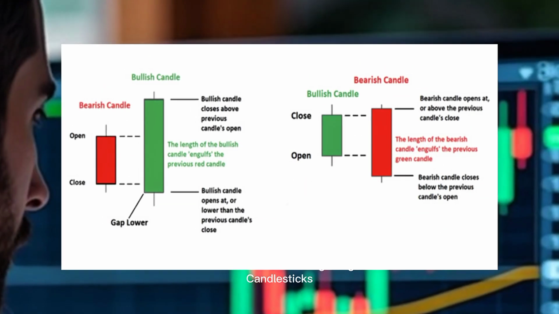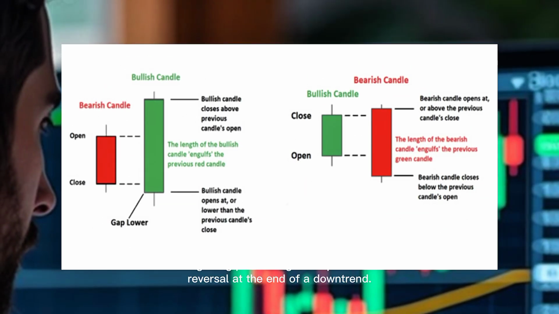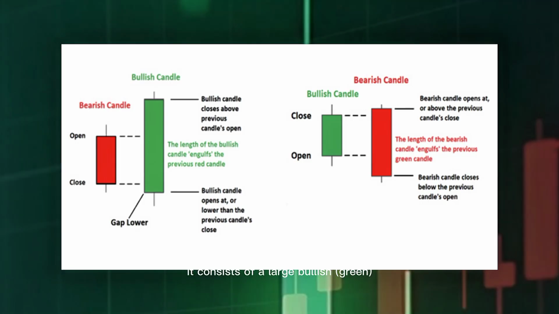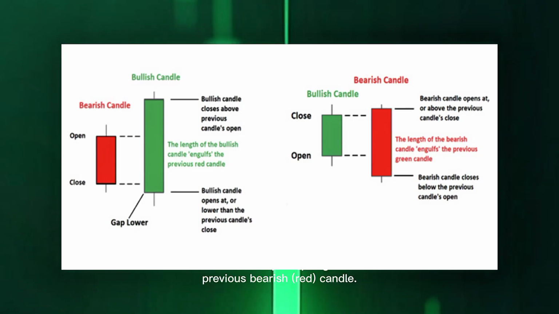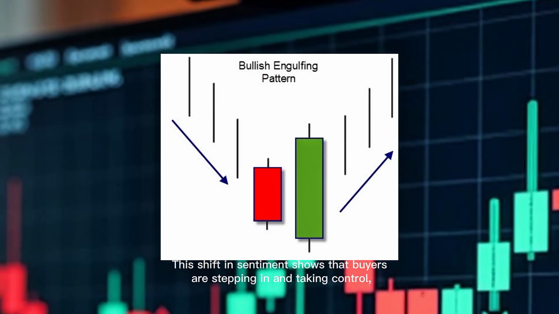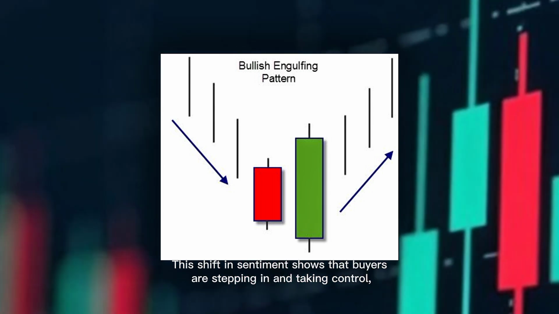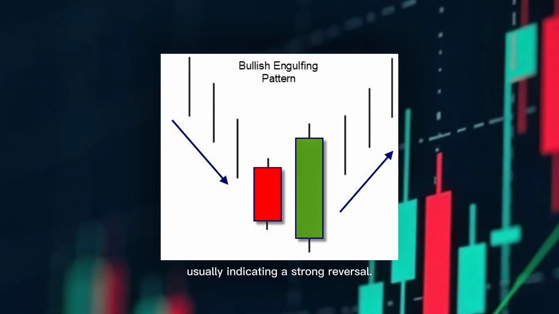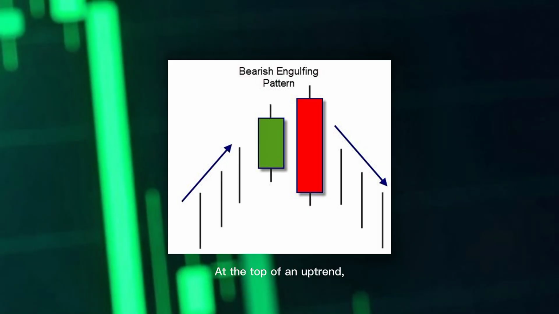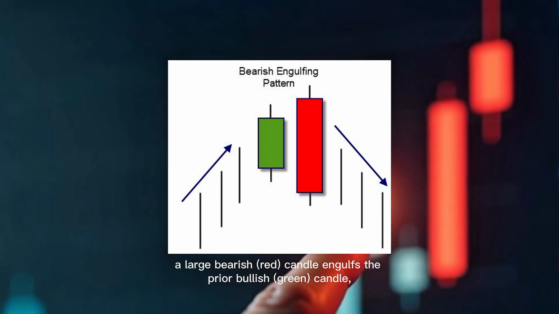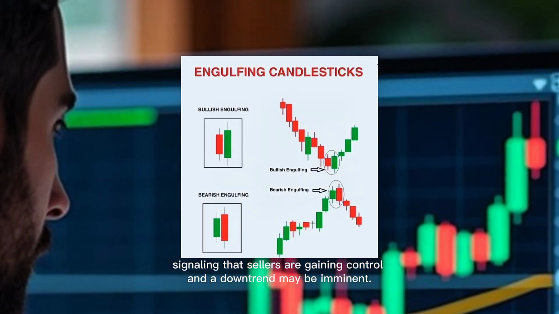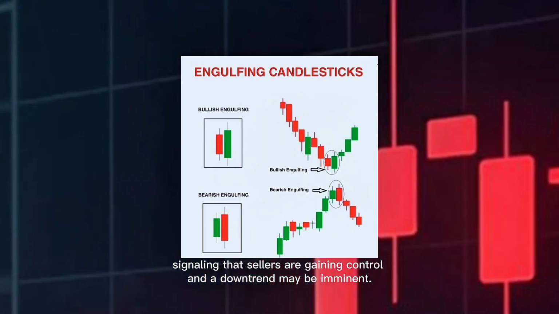Bullish and bearish engulfing candlesticks. A bullish engulfing pattern signals a potential reversal at the end of a downtrend. It consists of a large bullish, green, candle that completely engulfs the previous bearish, red, candle. This shift in sentiment shows that buyers are stepping in and taking control, usually indicating a strong reversal. A bearish engulfing pattern is the opposite. At the top of an uptrend, a large bearish, red, candle engulfs the prior bullish, green, candle, signaling that sellers are gaining control and a downtrend may be imminent.